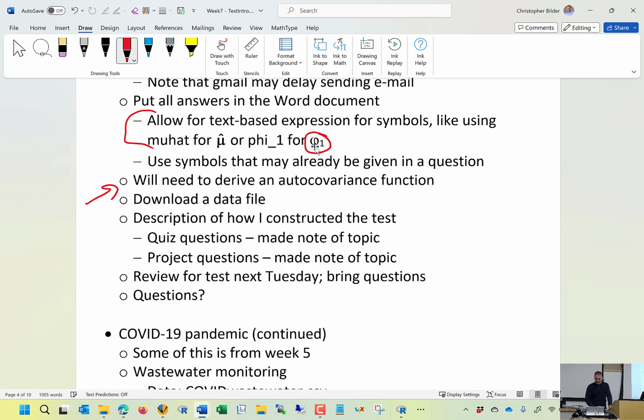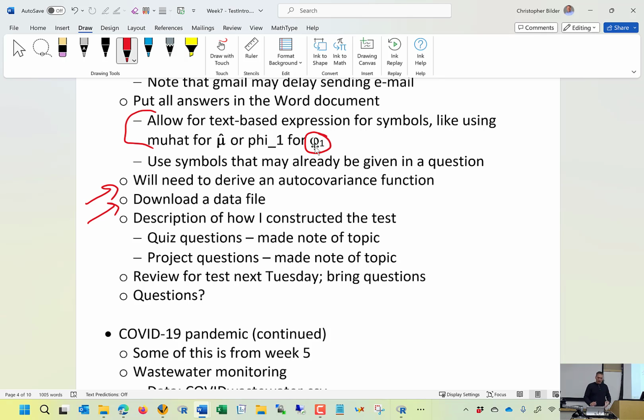On the tests, you will need to derive an autocovariance function. I guarantee it. It is there. And that will take a little bit of time to do. Because of that, the number of points that this particular problem will be worth will correspond to that. But do note that you will need to derive an autocovariance function. There will also be at least one data file that you will need to download as well, so that you can, let's say, estimate a model or estimate a PACF or something like that.